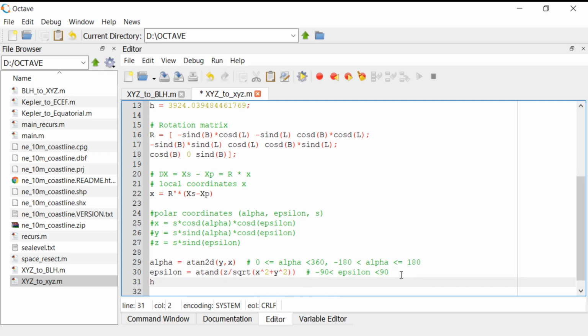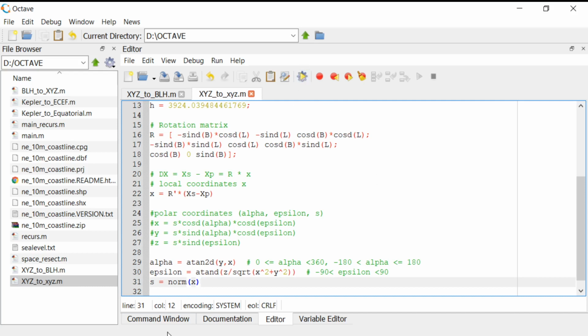Now the h, or the ellipsoidal height here, or the s distance, sorry, it is the slant distance, will be the norm of the local coordinate. So x is a 3×1 vector. If I take the norm, then I get the slant distance of this point, sorry, from the point P to the satellite S, for example.